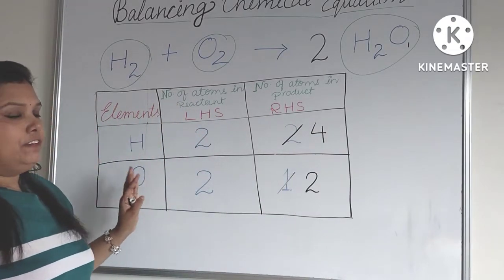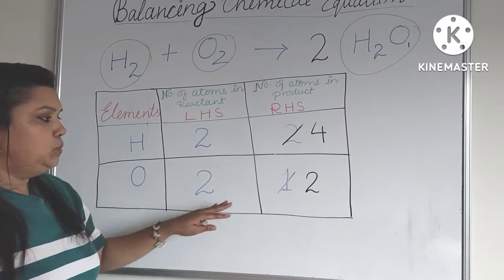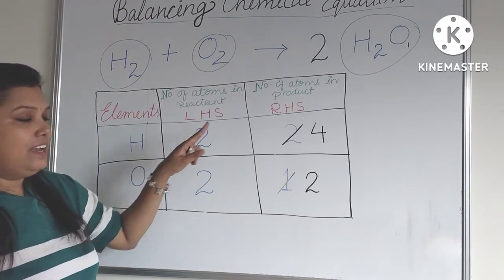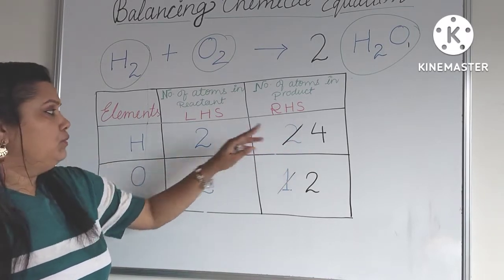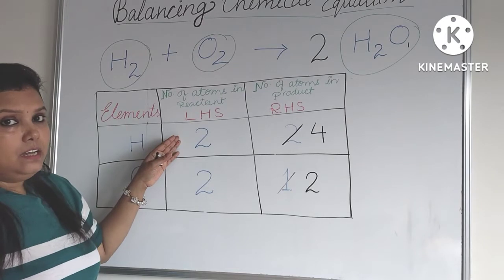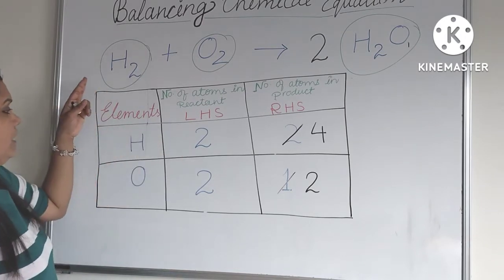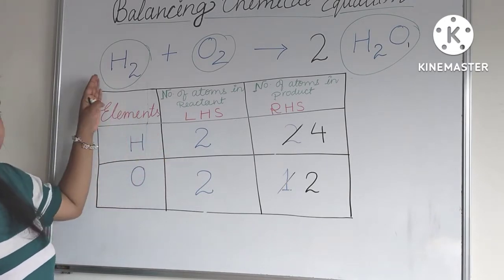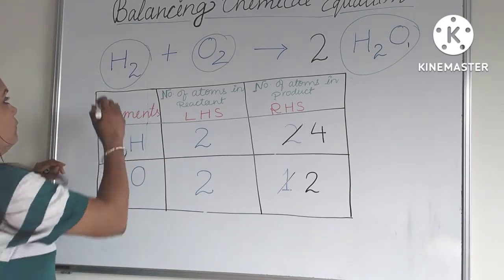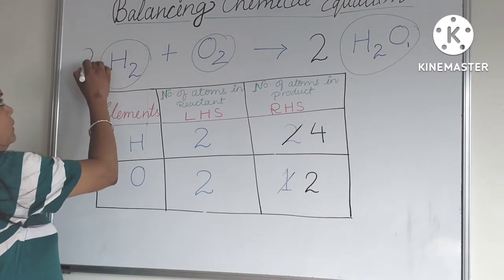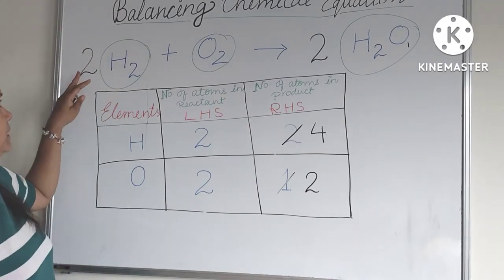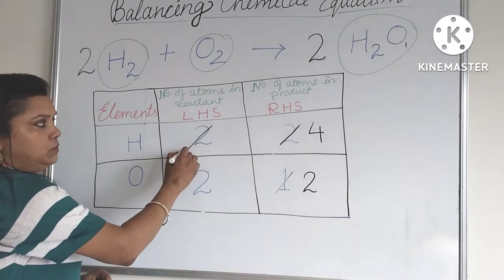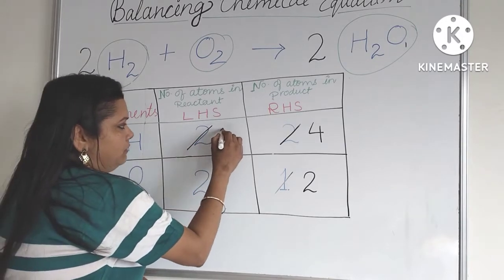Now we have to check whether it is balanced or not. Oxygen 2, 2 balanced, but the hydrogen here is 2 and here it is 4. So what we are going to do, we have to change something in the LHS side, and we have to change hydrogen. We want 4 hydrogen atoms in the LHS side also. So what we are going to do, we are going to simply write 2 as coefficient. That means 2 multiplied by 2 will be 4. So we will cut this 2 and 2 2s are 4 now. So we will write here 4.